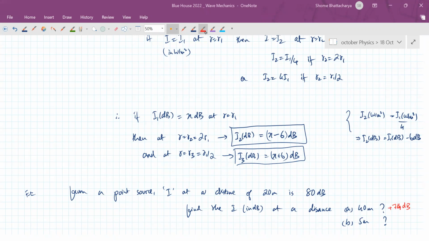Whereas when I'm reducing the distance to 5 meters, I'm reducing the distance by a factor of 1/4. So the intensity will increase by a factor of 16. That is 2 to the power 4, so there will be a 12 decibel rise. So 92 decibels should be the sound. I will demonstrate in a moment how I've done the calculation mentally like this.